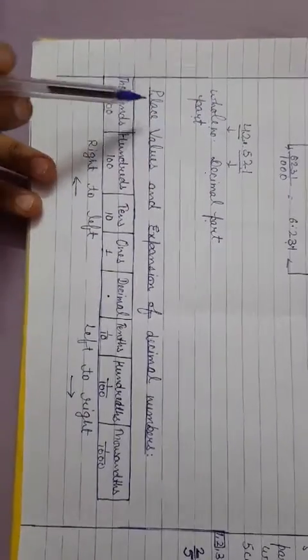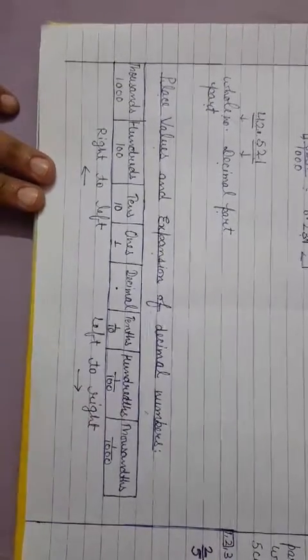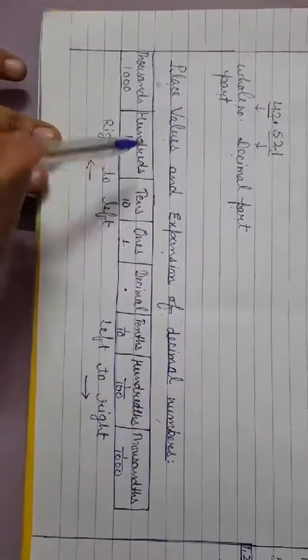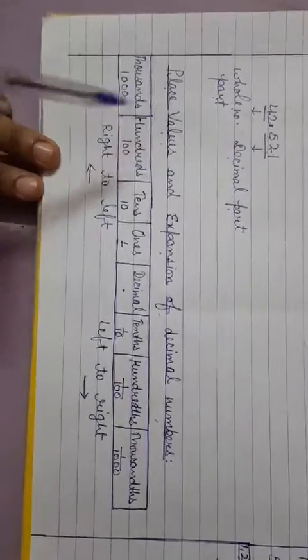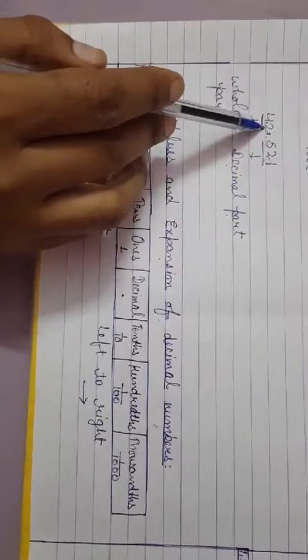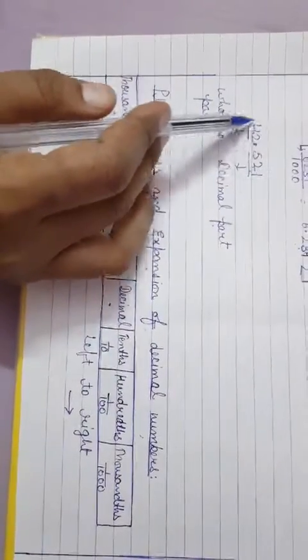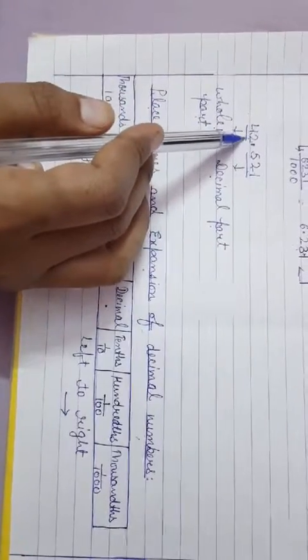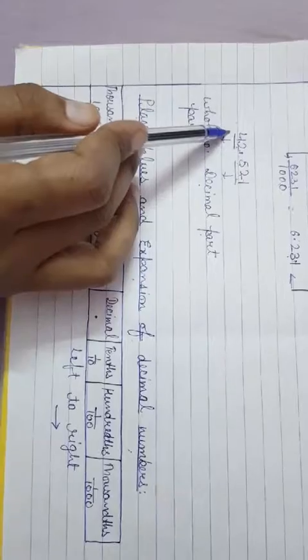The next topic is place values and expansion of decimal numbers. Okay. So in the whole numbers you have studied place values. To find place values in a whole number, we go from right to left. Here this is the whole number part. So to find the place values, I have to go from right to left in this direction.